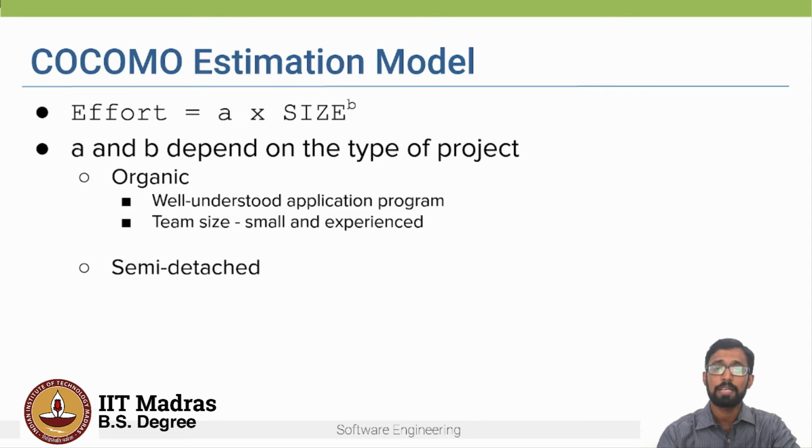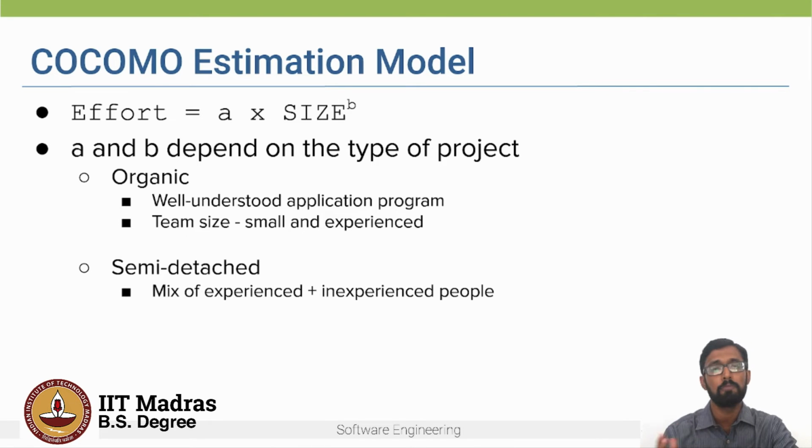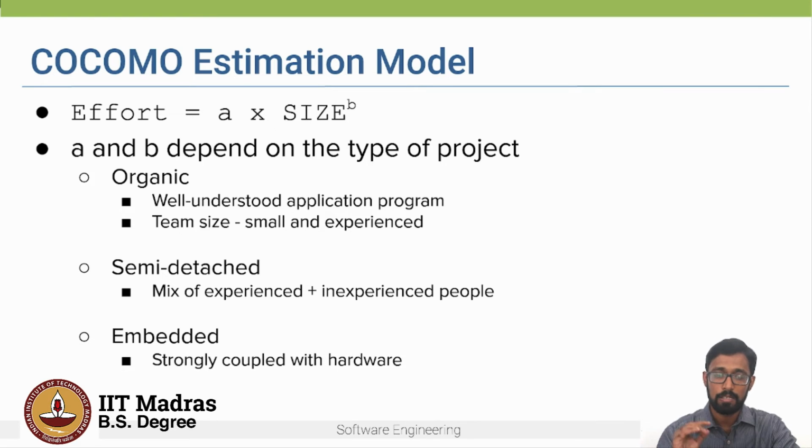Another type of project can be a semi-detached project, which has a mix of both experienced and inexperienced people, and they might have some limited experience building related systems. And the third type of project is an embedded project, where the project is strongly coupled with hardware, and the team size also might be large, and there might be many inexperienced people. So based on the type of project, we assign different values for A and B.